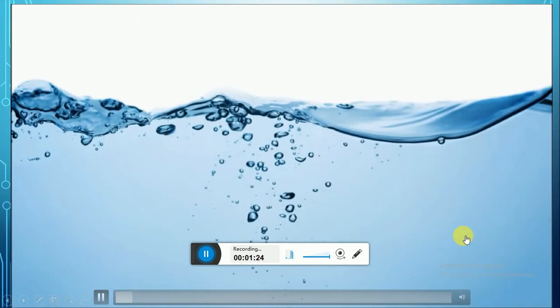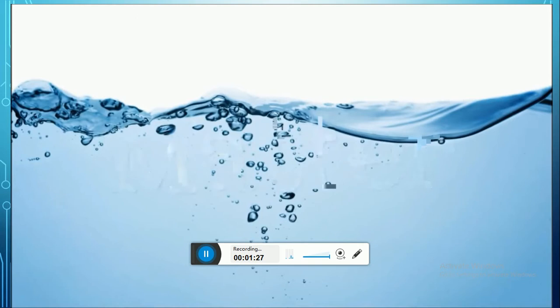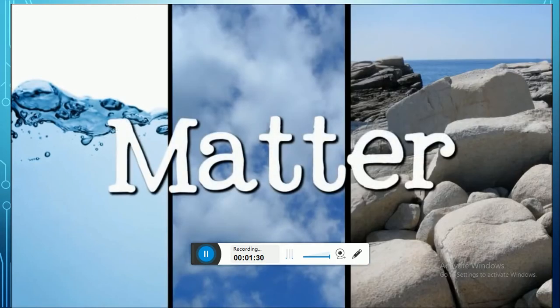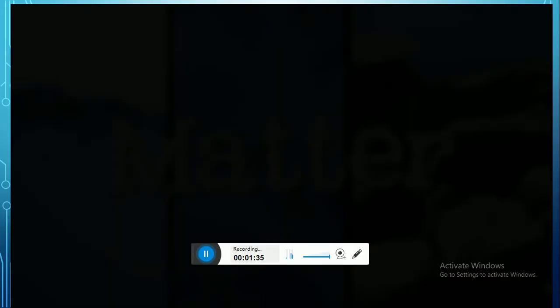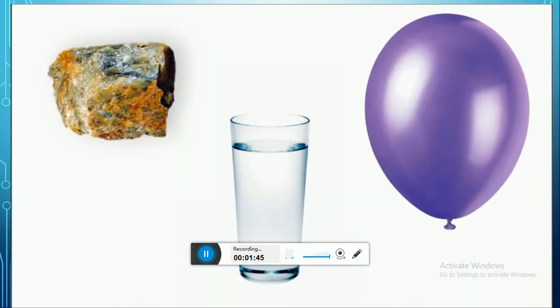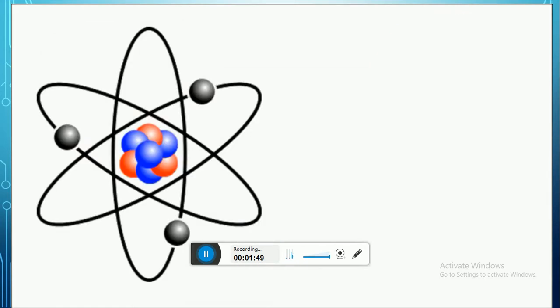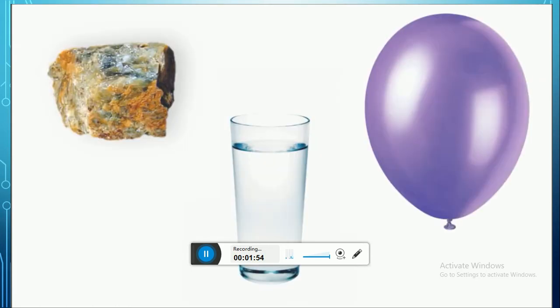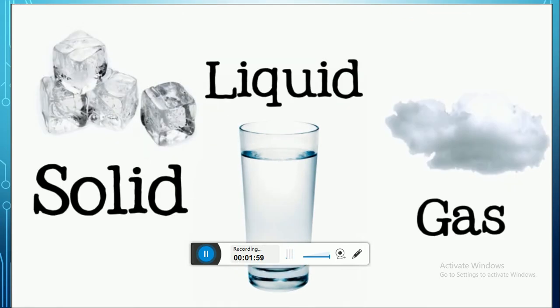And rocks all have in common? They are made of matter. Matter is something that takes up space. Now, you might be wondering why they all look so different if they are made of the same thing. But the truth is that everything around you is made of matter, just in different shapes and forms. Matter is made of tiny particles called atoms. Matter can be grouped into three main states: solid, liquid, or gas.